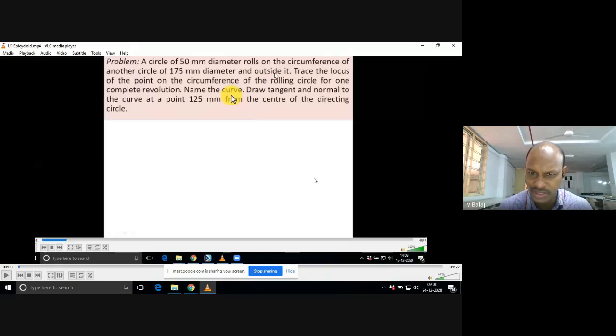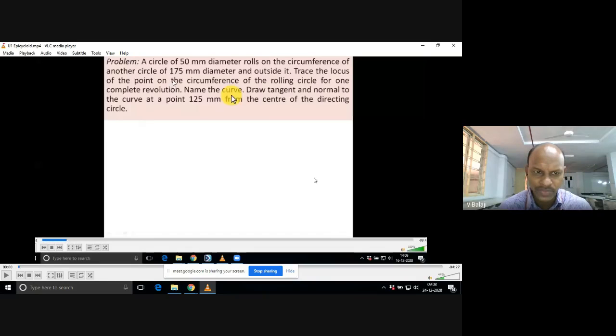If it is inside, below the curved path, inside the curved path, that means we will get a hypocycloid. So this is the difference. If the circle is rolling outside the curved path, then it is an epicycloid. If it is inside, hypocycloid. We need to trace the locus of the point.